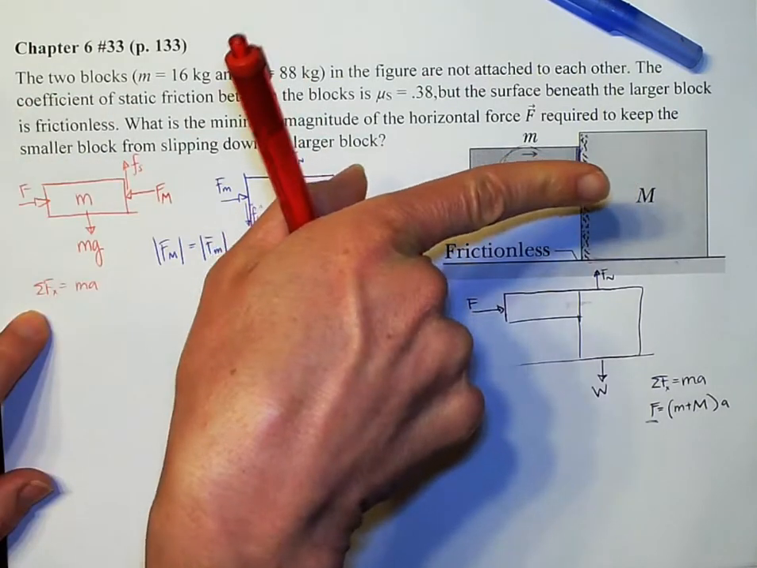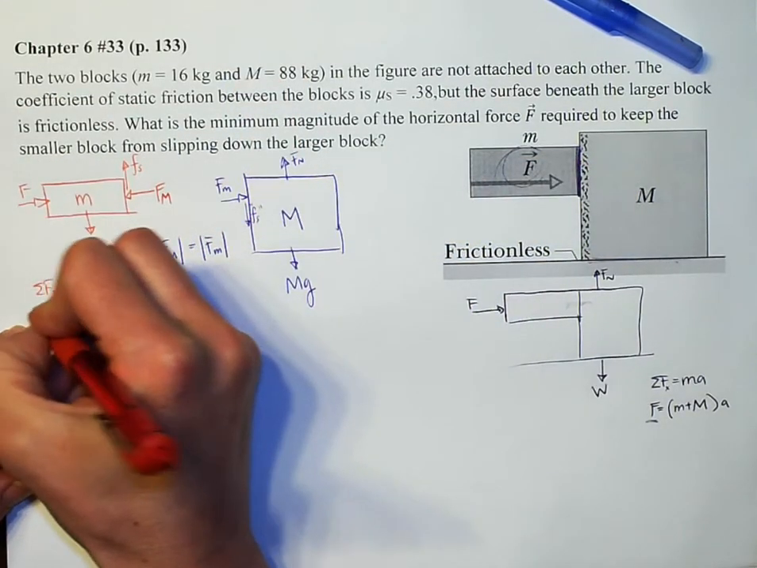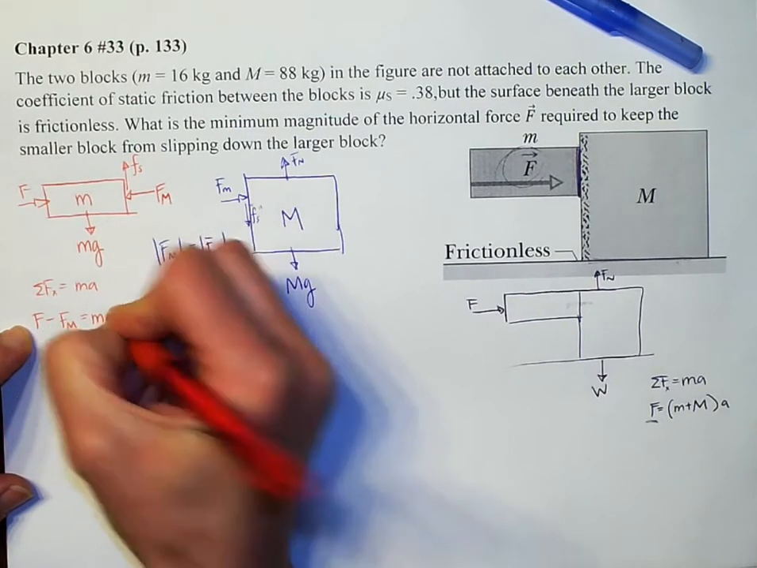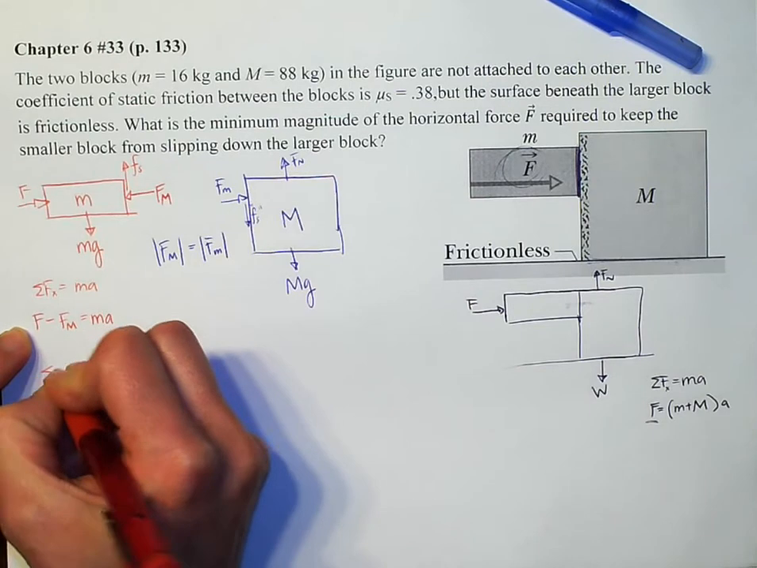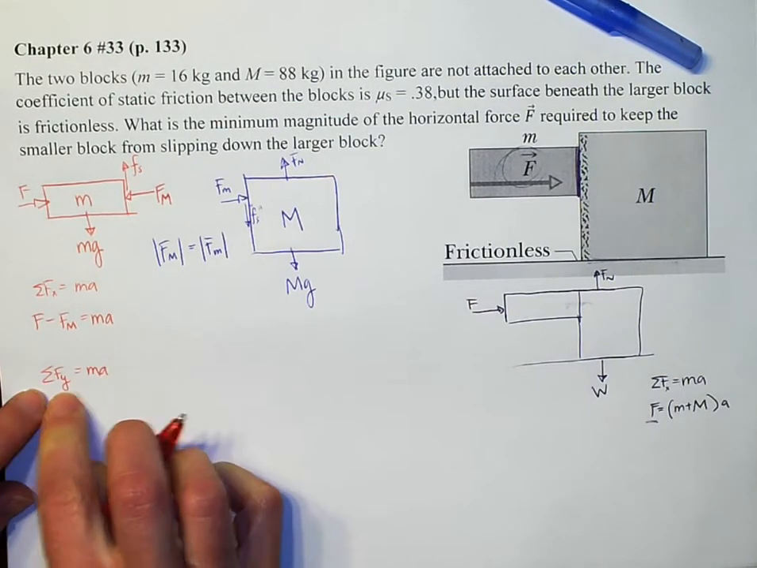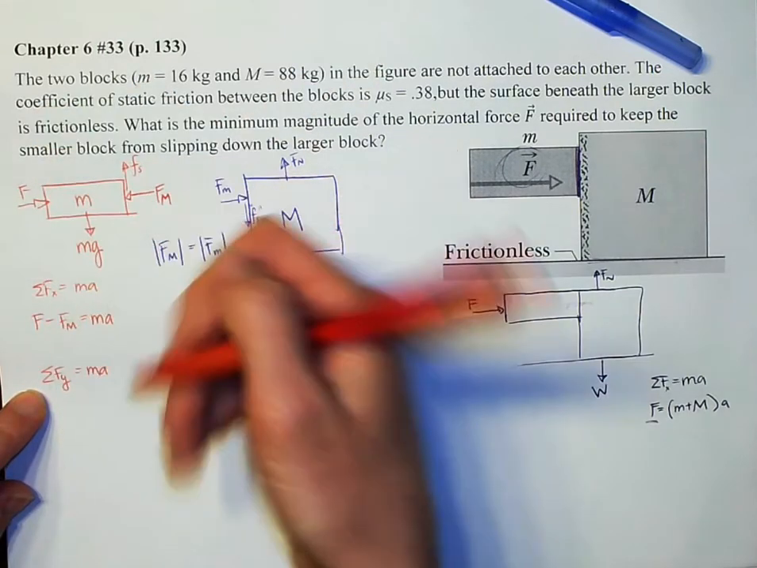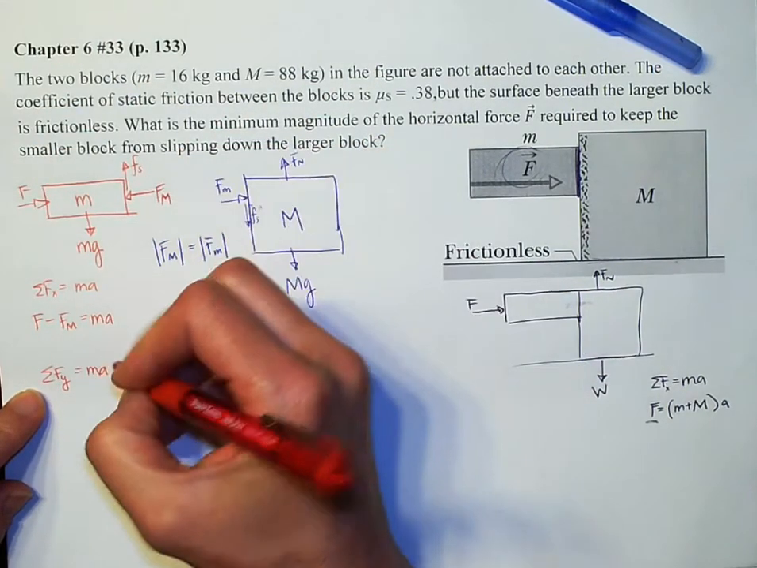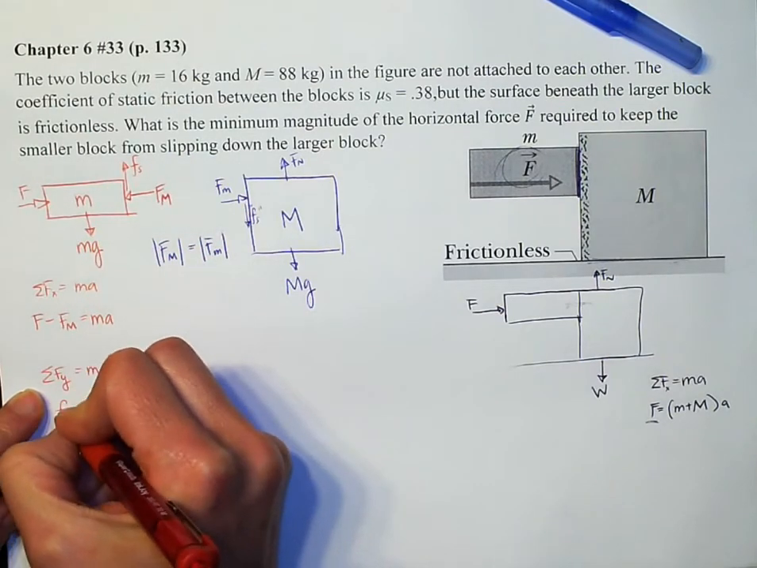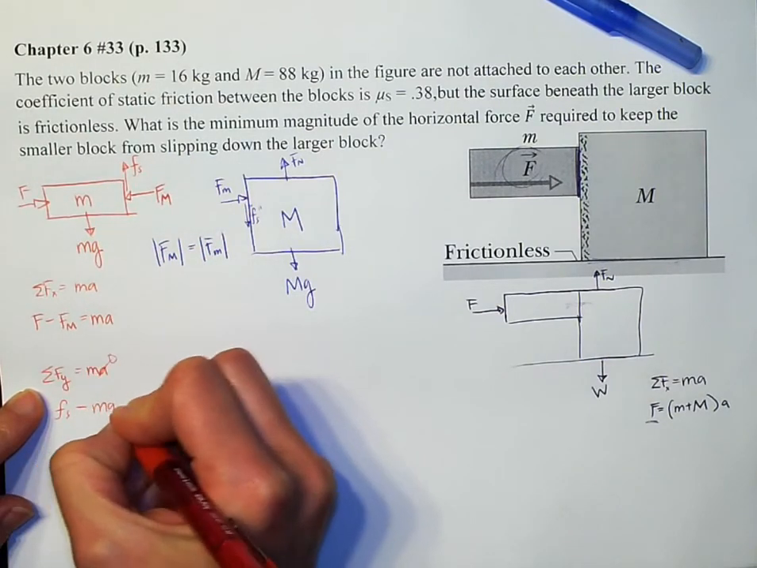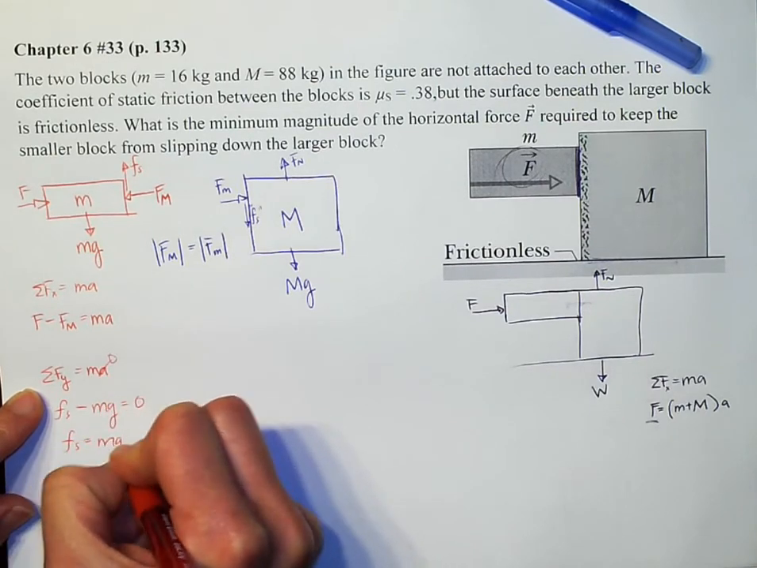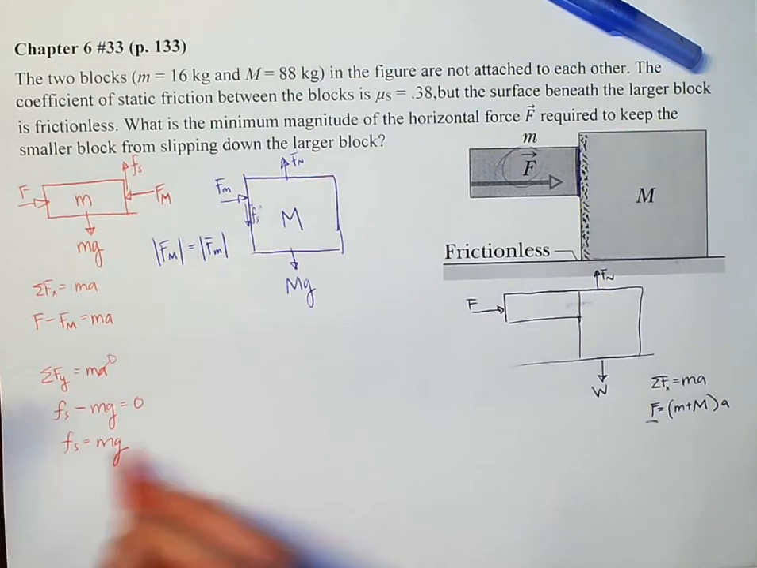So I'm going to consider to the right to be my positive direction. So I have F minus Fm equals little m times A. And then in the y direction, we still know that F equals ma, but in the y direction, since we are going to prevent this from slipping, our acceleration is going to be 0. So I will have Fs minus mg equals 0. So Fs equals mg.